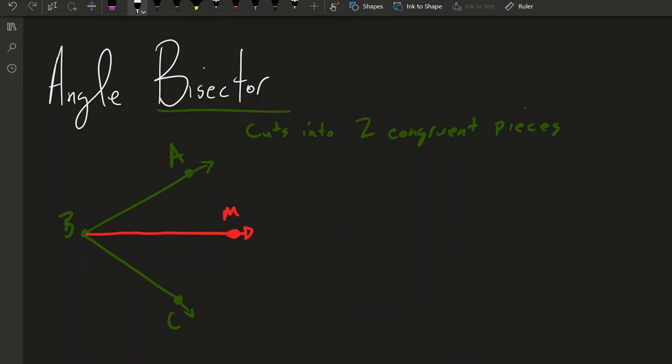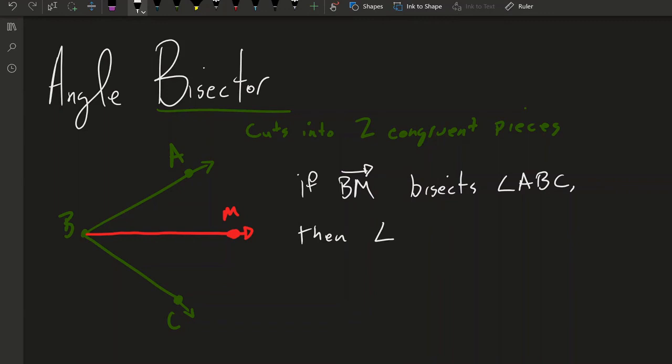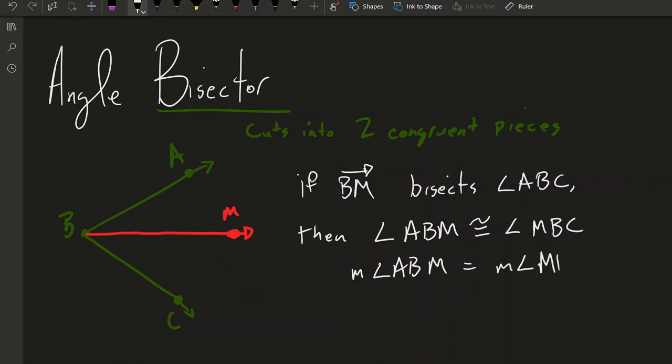So what we could say here is, if ray BM bisects angle ABC, then angle ABM must be congruent to angle MBC. Or another way of saying that is, the measurement of angle ABM must be equal to the measurement of angle MBC.